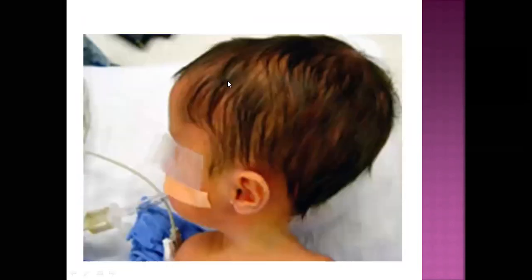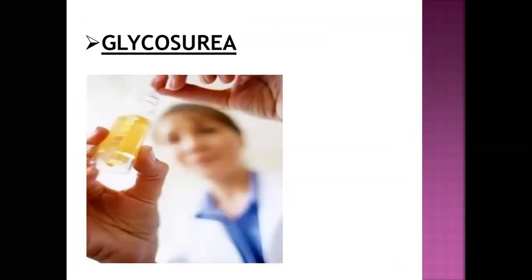Same, the hydrocephalus. Then if there is any tumor in the third ventricle, it can cause glycosuria because the thalamus is there in the lateral wall of the third ventricle that is responsible for your glucose metabolism also. So due to that, there can be glycosuria. Glucose in the urine is known as glycosuria.